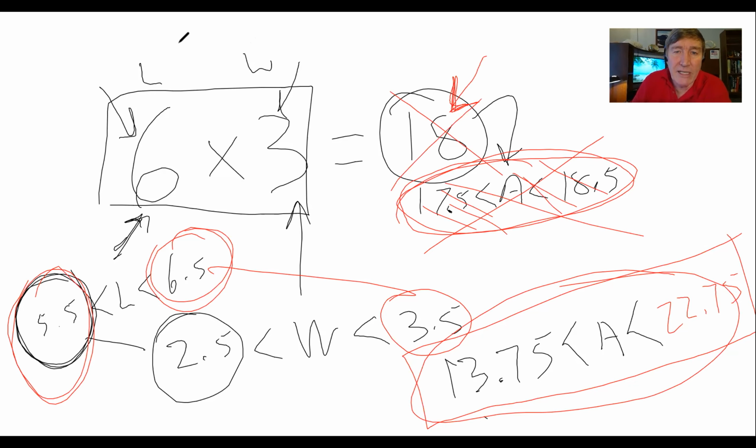Okay, does this make sense? So everybody please type into the chat box yes if this makes sense, or no if it does not make sense. Okay, good. I'm seeing lots of yeses.